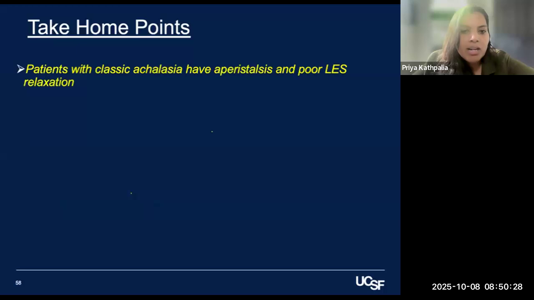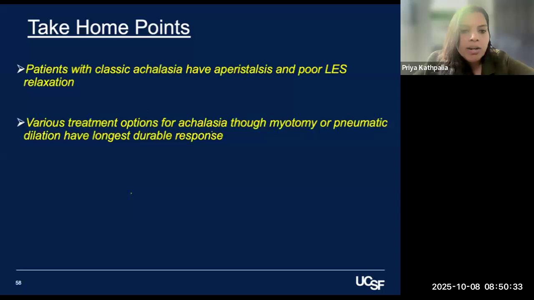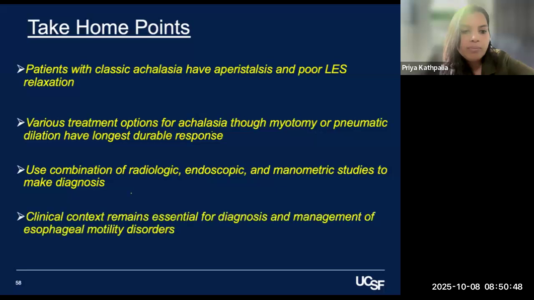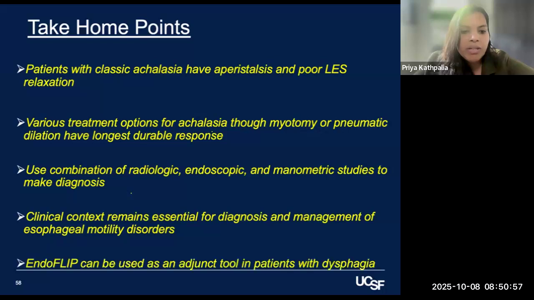Patients with classic achalasia have aperistalsis and poor LES relaxation. There are various treatment options, though myotomy or pneumatic dilation tend to have the longest durable response. We use a combination of radiologic, endoscopic, and manometric studies to make a diagnosis of a motility disorder. Clinical context really remains essential for understanding what to do next in a patient with a motility disorder. And finally, EndoFlip can be used as an adjunct tool in patients with dysphagia.